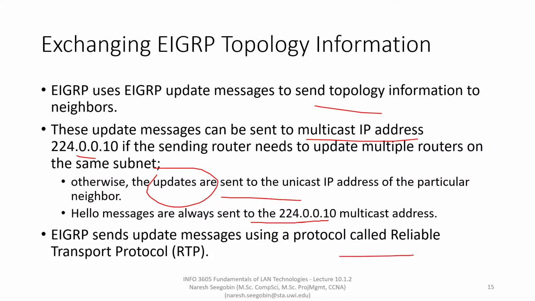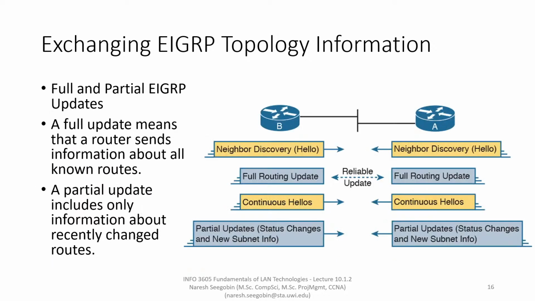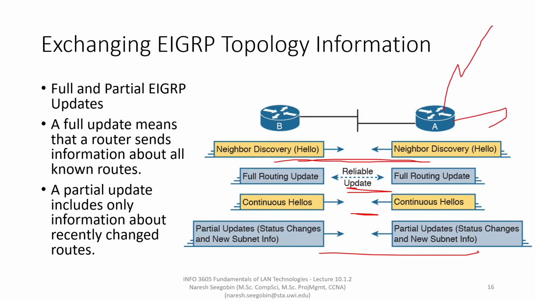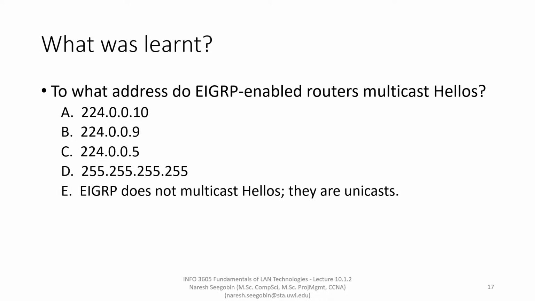Right? It sends using the Reliable Transport Protocol, RTP, that's their protocol. Just some topology information. So you have neighbor discovery, send the full updates, continuous hellos, and then partial updates. That's how they do it. Route changes from one side. Let's say a route is here, and our next route is here, and this one is broken. It'll just send a partial update across and say, okay, route change, and that's all. It doesn't have to do a full update. Right? And that's more or less the end of this.